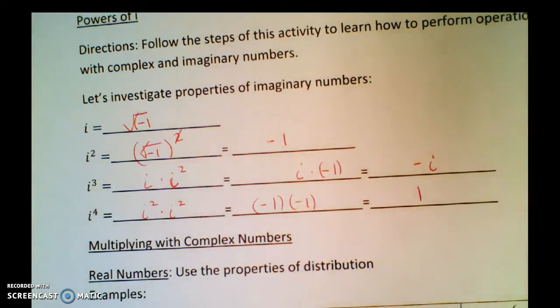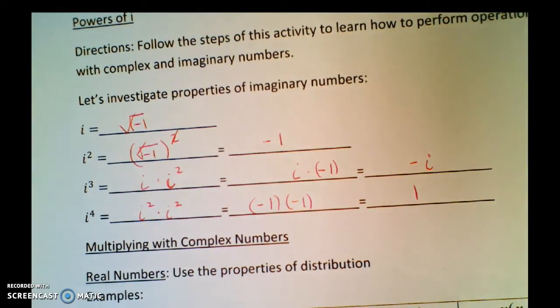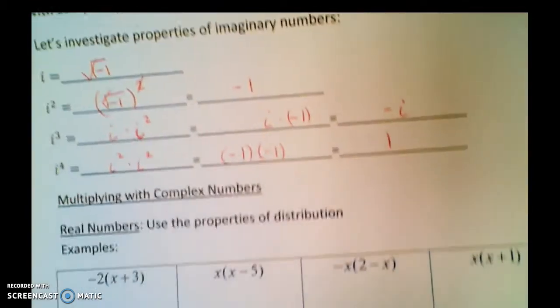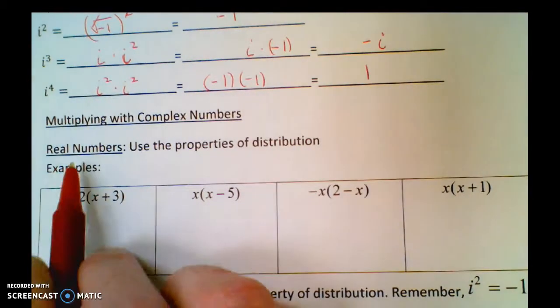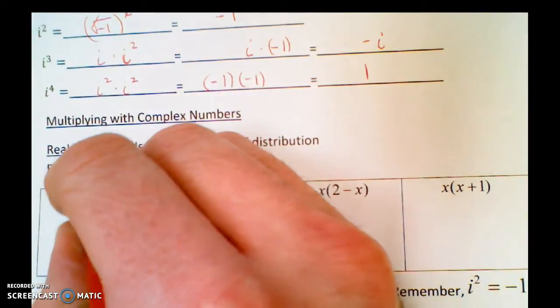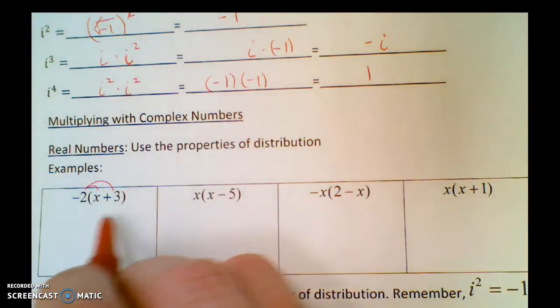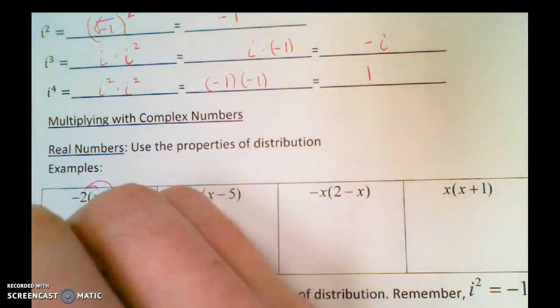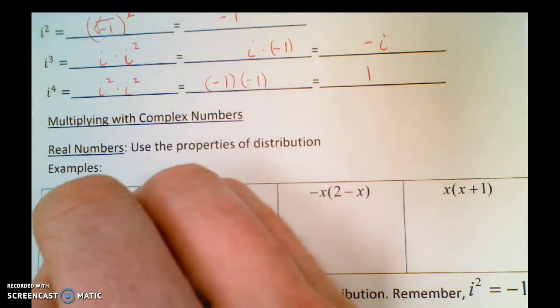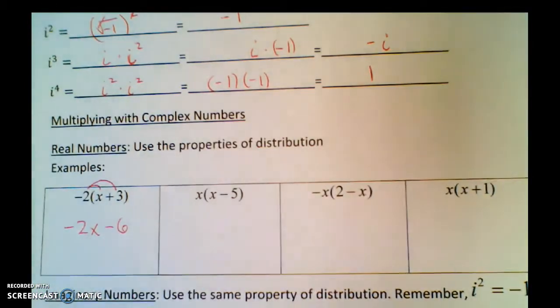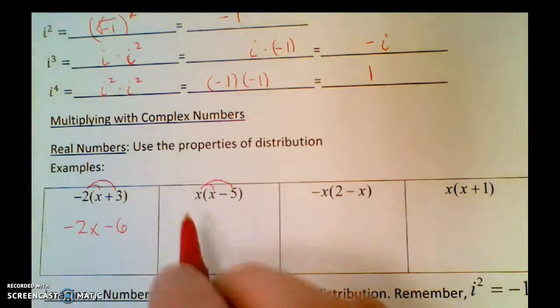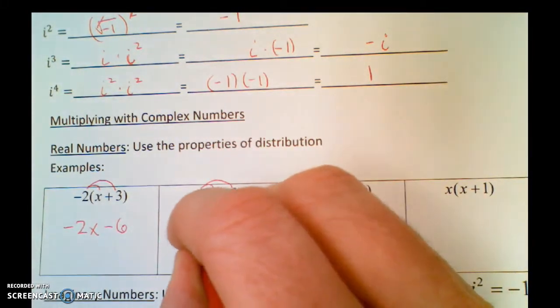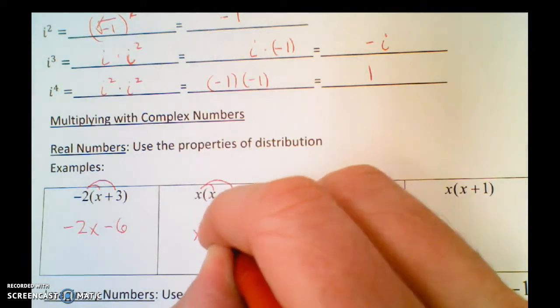That's going to impact us when we're working with multiplication. So let's look at multiplying with complex numbers. When we did it with the real numbers, you just distributed. So you had to make sure you multiplied by both terms. So -2 times x is -2x, -2 times 3 is -6, and you were done. Here, when I multiplied a variable times a variable, x times x gave me x squared, x times -5 is -5x.